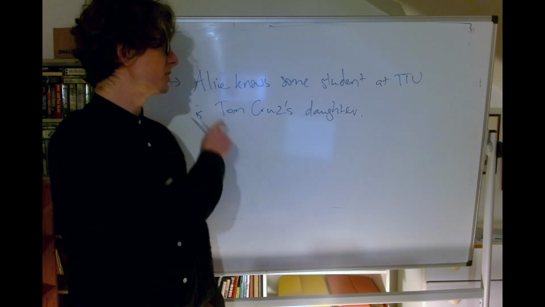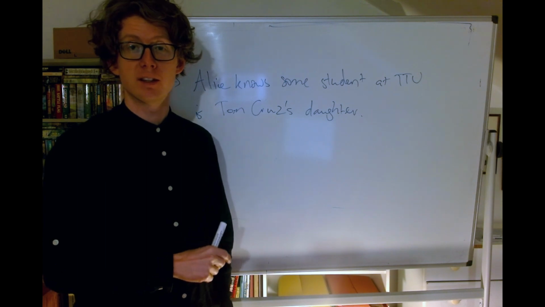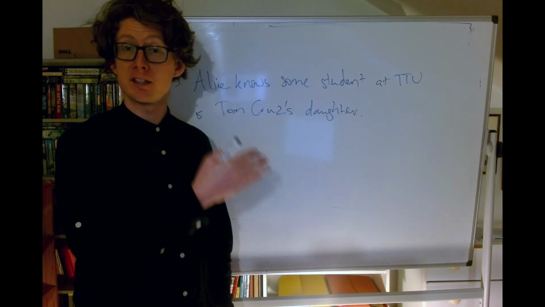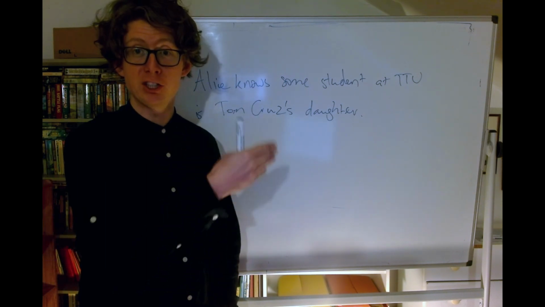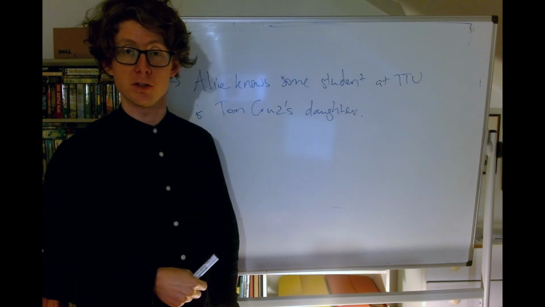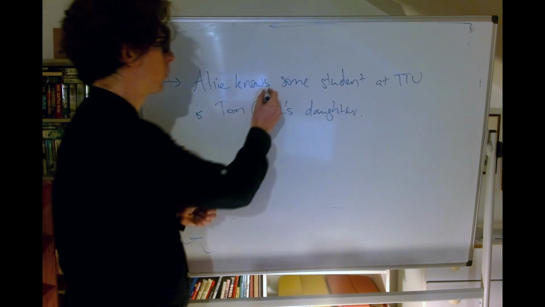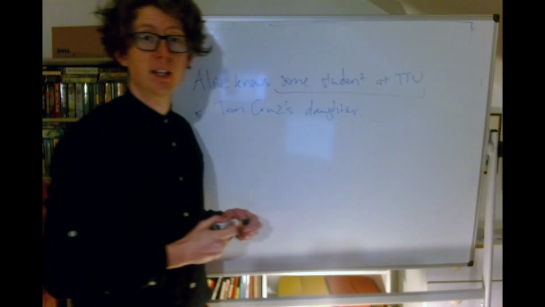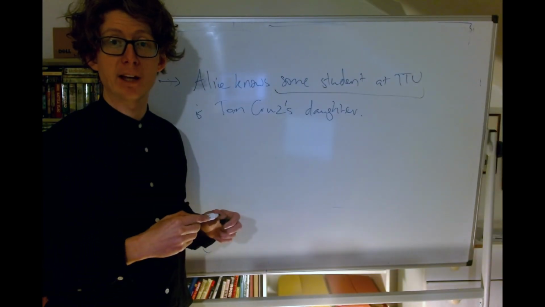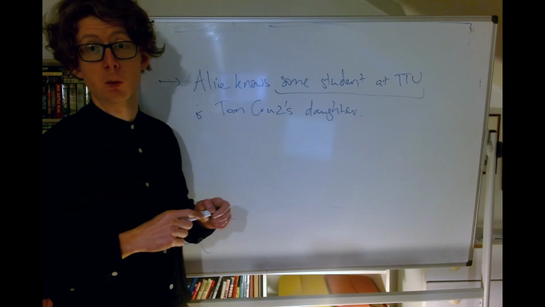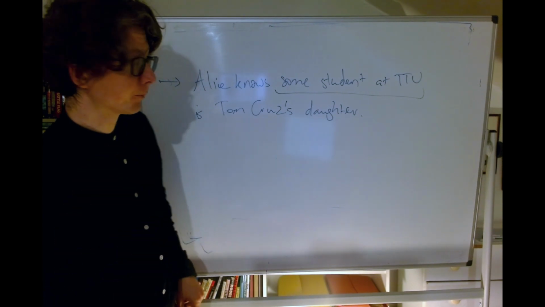And on that way of understanding the sentence, Alice herself need not be actually thinking that Carol is a TTU student. She just has to be thinking about Carol. And this quantifier is just the way that I'm choosing to pick out Carol when talking to you, because I don't want to give away Carol's identity.